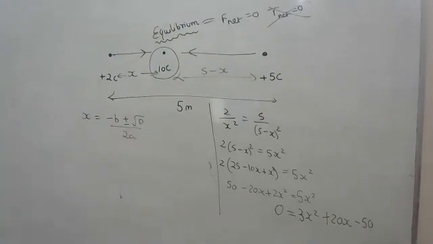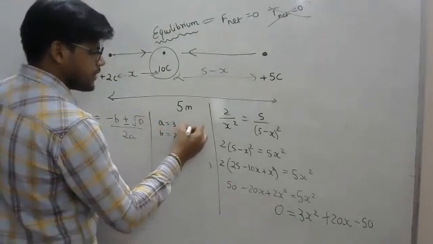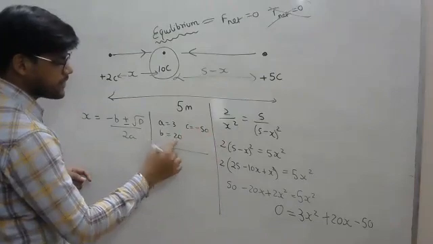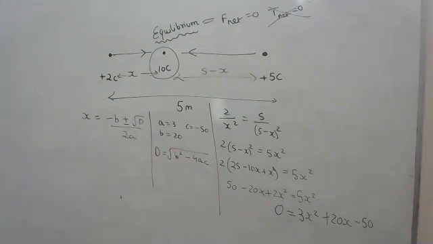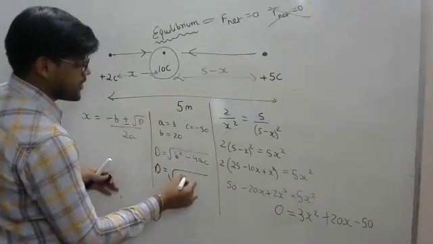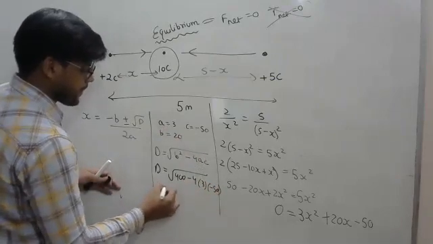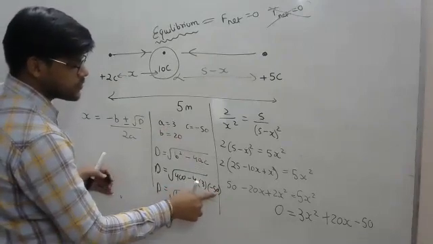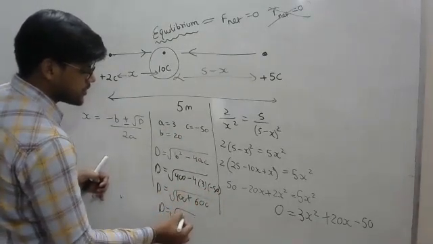This is always allowed. Value of a is 3. Value of b is 20. And value of c is minus 50. Now how to find D? D is b square minus 4ac. This is all you have understood in your 10th standard. b square is 20 square, which is 400. Minus 4 into a into c. 4 3s are 12. 12 into minus 50, 12 into 50 is 600. And minus minus plus. So I'm getting 1000.